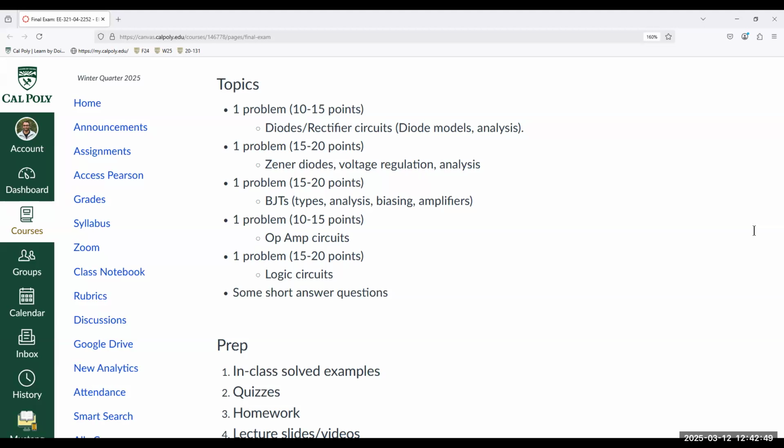Logic circuits, only up to combinational logic circuits, meaning binary numbers, hex numbers, theoretical calculations, and implementation of certain logic, similar to what we did in the class and on the quizzes, and no sequential logic. Okay, no sequential logic.